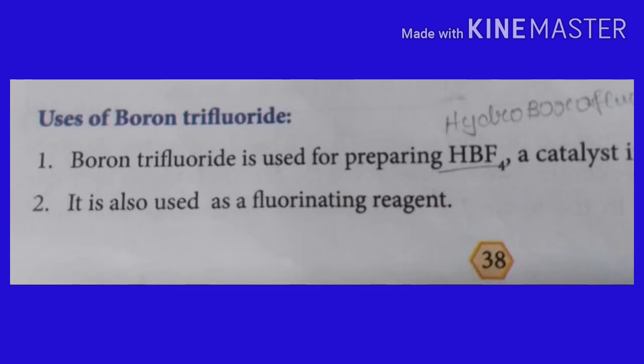Next are the uses of boron trifluoride. BF3 is used for preparing HBF4, which is fluoroboric acid, and it is used as a catalyst in organic chemistry. It is also used as a fluorinating agent. A fluorinating agent is one in which the fluorine atom is electron deficient and acts as a reacting species, the active species in that reaction.